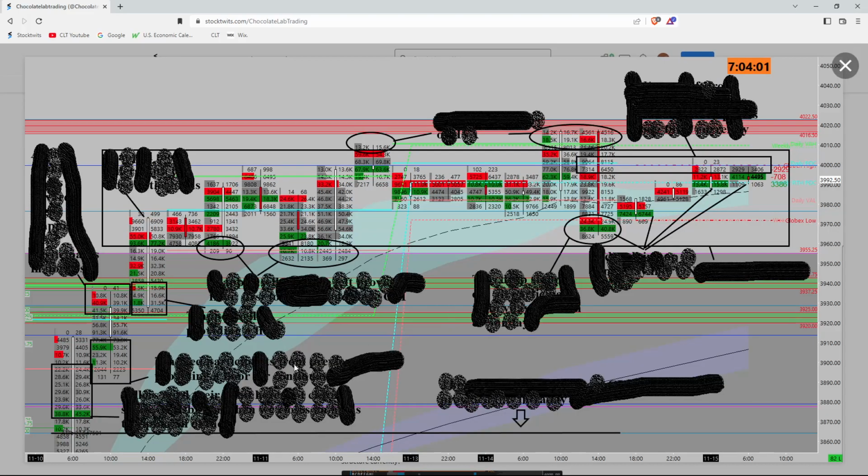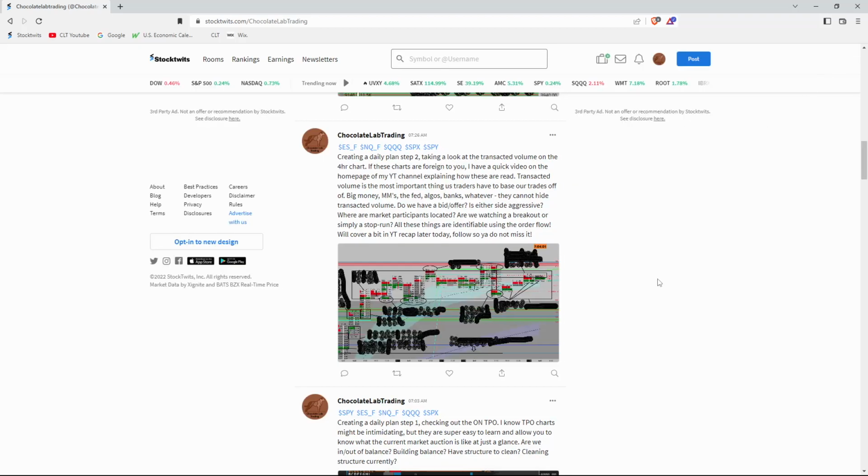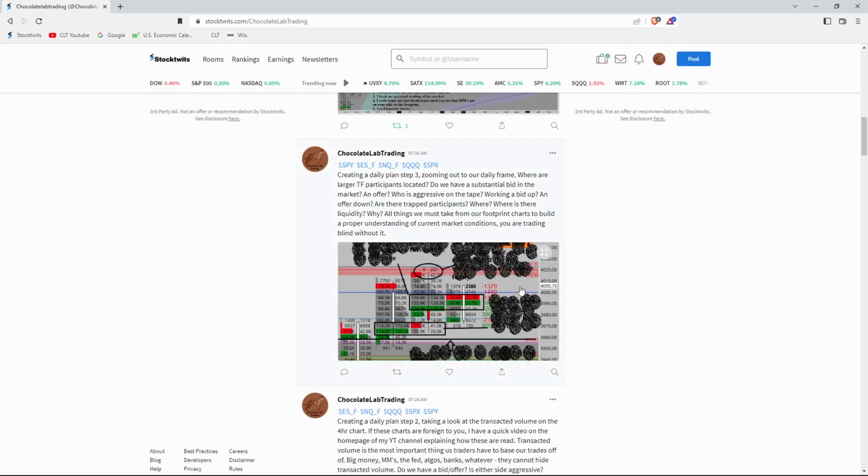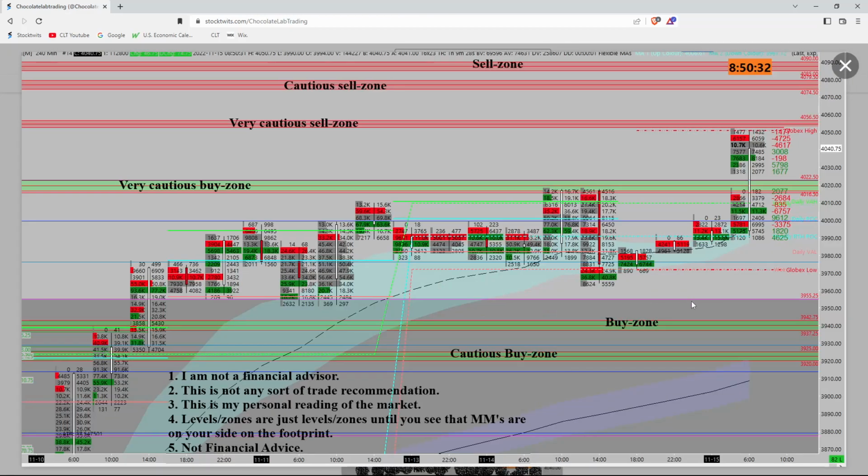Step 2, I always go to my 4-hour chart. As you can see here, I annotate these pretty heavily, and I send them out in the Discord room every morning, interpreting what I'm reading on the order flow. From there, I go to my daily plan, and it's much of the same thing, just obviously a different time frame. So we had PPI this morning, so that is the reason for this.